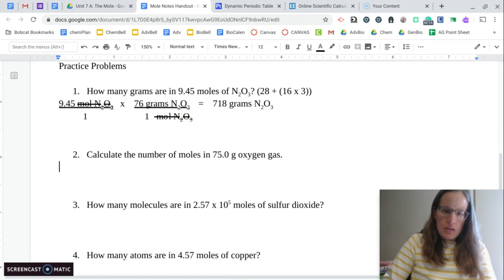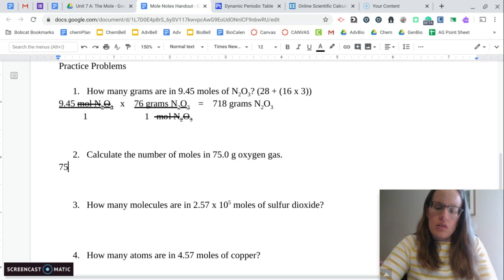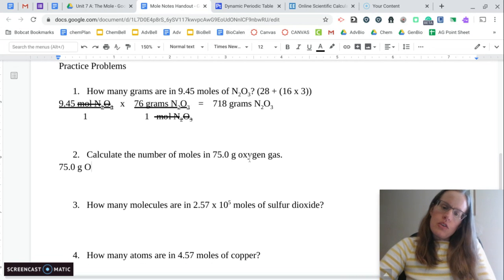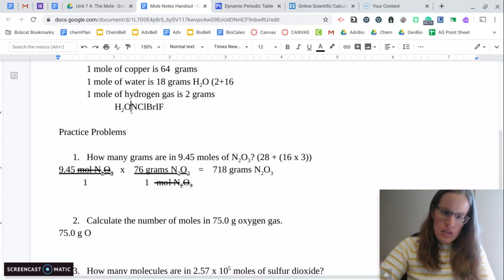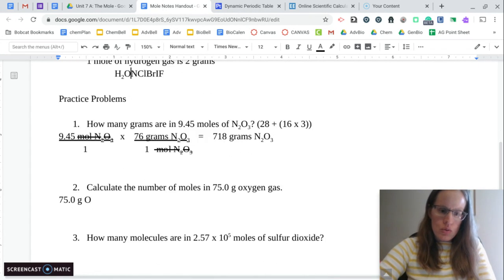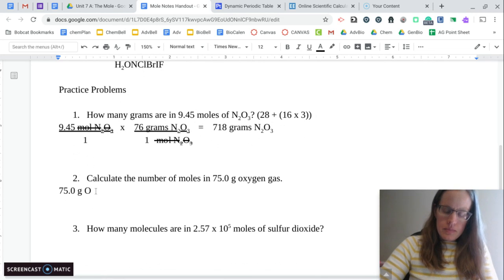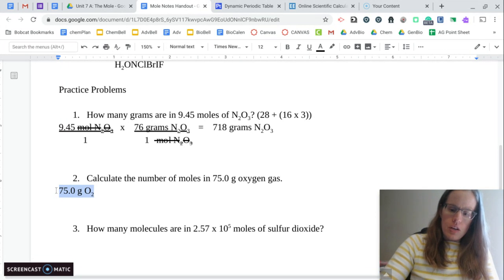All right, with my second one here, I'm calculating the number of moles and I'm starting with grams. So this is the opposite of the one that I just did. You do have to remember that oxygen is one of these Hankel-Griffs, one of the 7 diatomic molecules. So it's going to be O2. So I'm taking the number that they give me, and then I'll put it over 1.